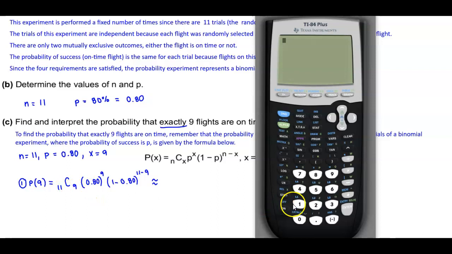Okay, so we're going to use 11, so we're going to hit 11, we're going to go to math, and then go to probability and scroll down to the combination. And the next value, r, which is x, is going to be 9. And then hit enter. And then we're going to multiply that by 0.80 to the 9th power. Okay, and then we're going to take that answer, and then we're going to multiply by 1 minus 0.80, which is 0.20. And then we're going to raise that to the power of 11 minus 9, which is 2. And therefore, that gives us the following result.